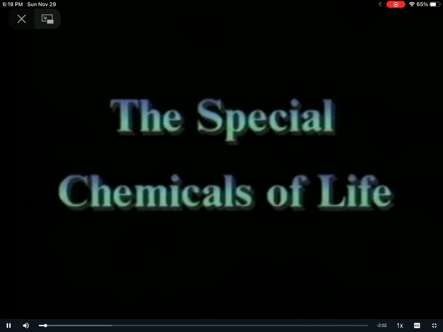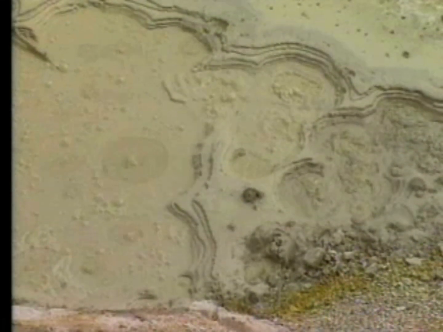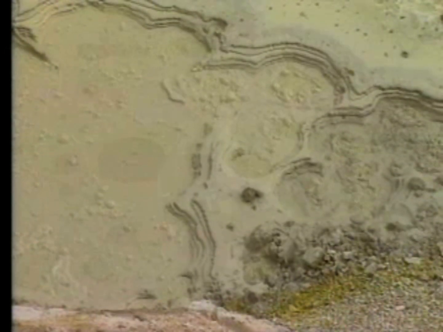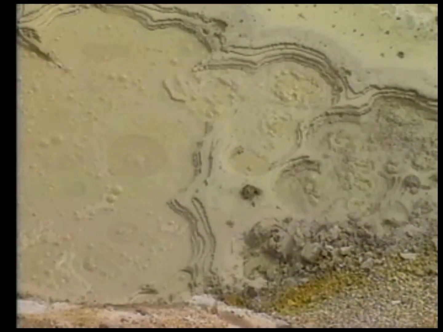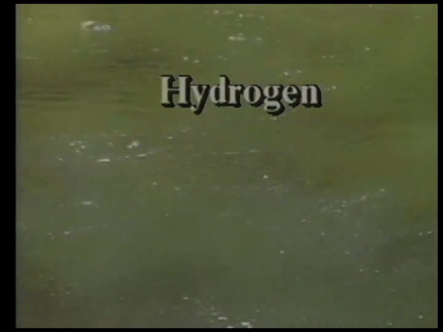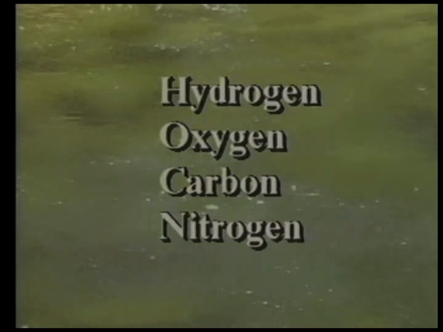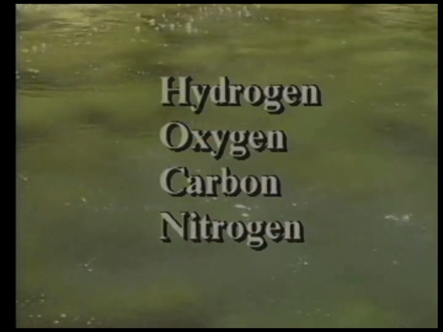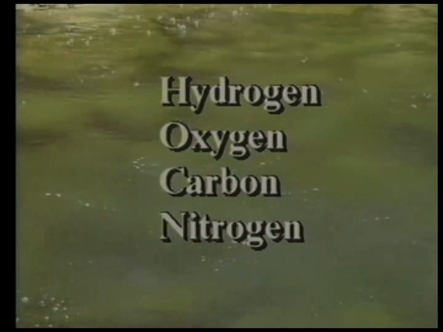Most scientists believe that life began on Earth as a result of reactions that took place between simple chemicals which existed on Earth from its beginning. Among the most abundant of these elements present on the early Earth were hydrogen, oxygen, carbon, and nitrogen. Today, about 95% of all living matter consists of just these 4 elements.